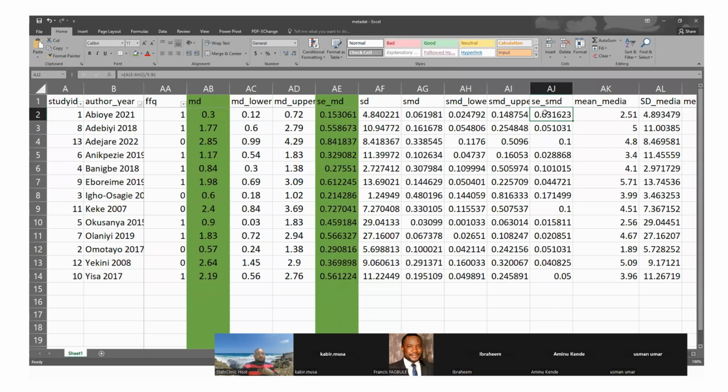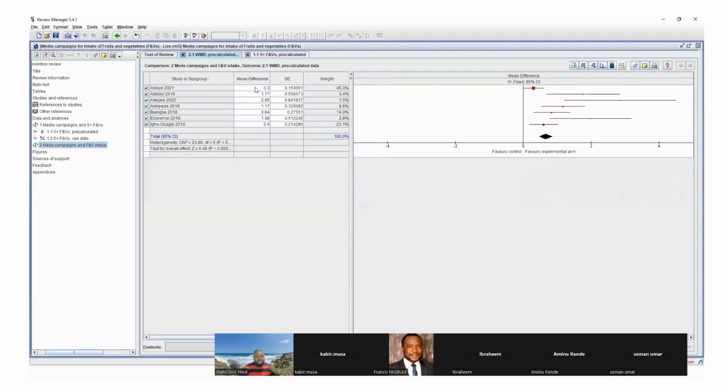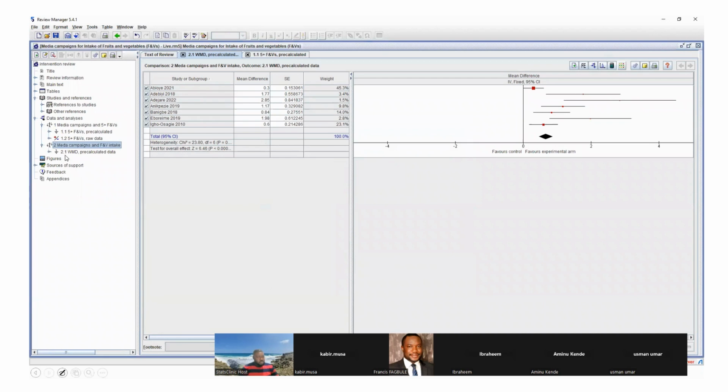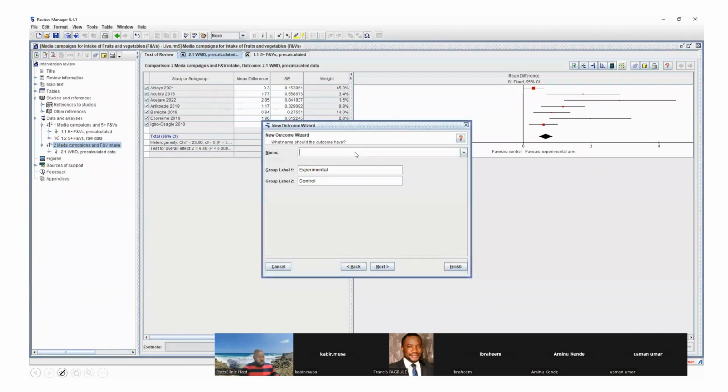Okay, all right. So you can do exactly the same thing that we just did, where instead of inputting just the mean difference, you input the standardized mean difference here, and you will obtain the standard error. But let's go through it so that you can see what I'm talking about. First of all, let's add a new outcome. And this outcome is going to be a generic inverse variance as well. Next, we'll call this one standardized mean difference using pre-calculated data.